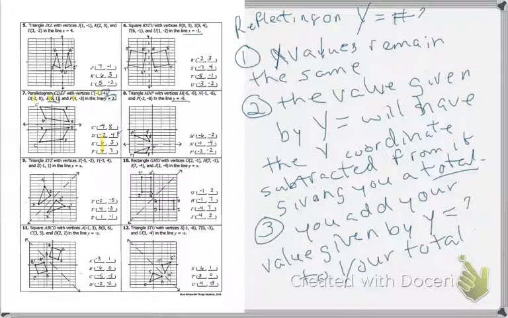E, 2 minus 1 equals 1. Take your value given, you add your new total, and you get 3. Lastly, we have the negative 3, so it's 2 minus negative 3, which ends up being 5, and then 2 plus 5 equals 7.